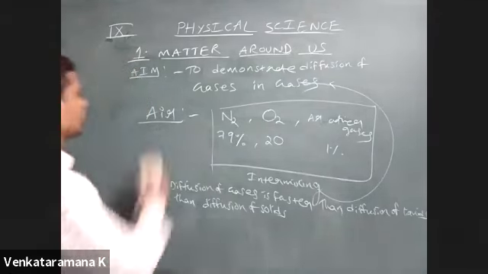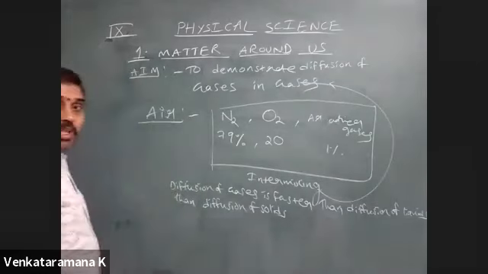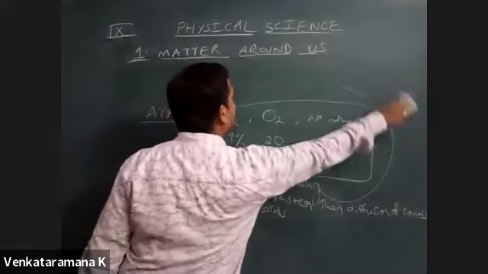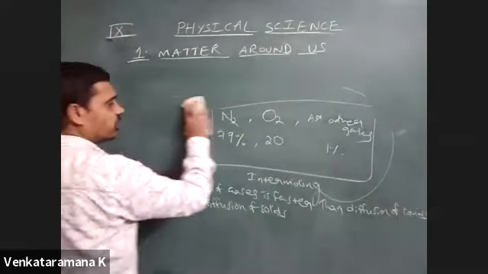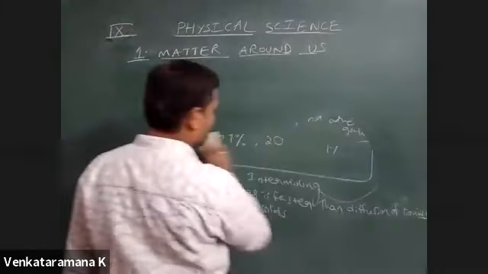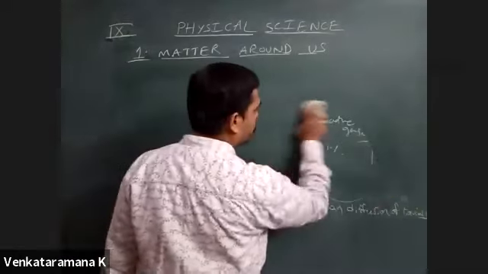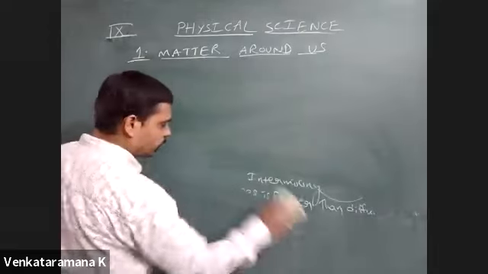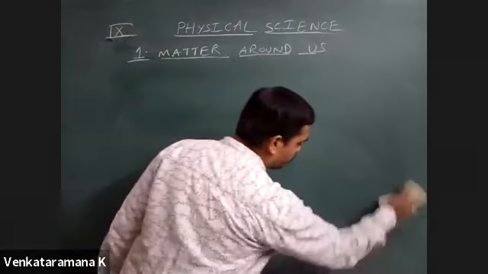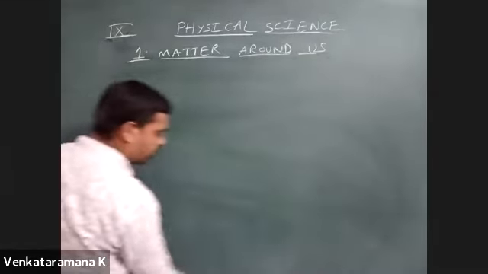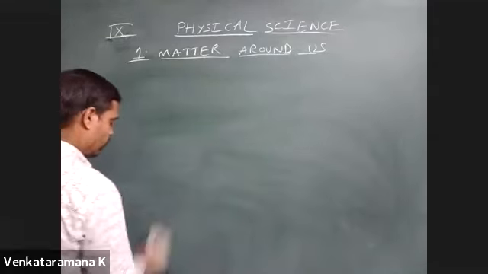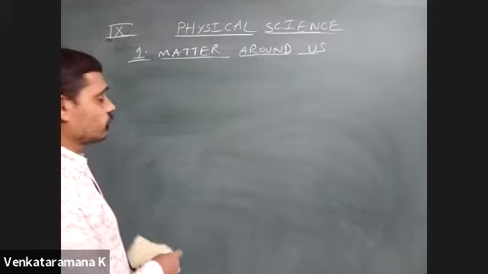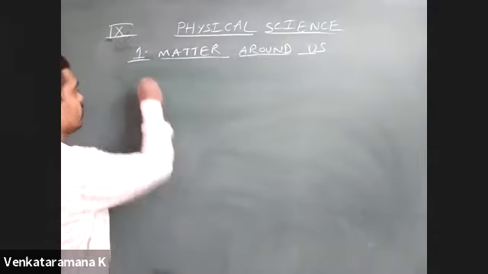Rate of diffusion. So from all these observations, what can we tell? Diffusion of gases in gases is faster compared to diffusion of gases in liquids, compared to diffusion of liquids in liquids, compared to diffusion of solids in liquids, compared to diffusion of solids in solids.